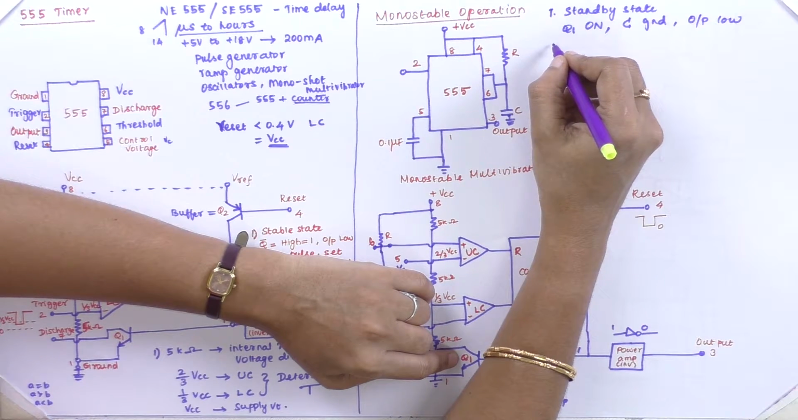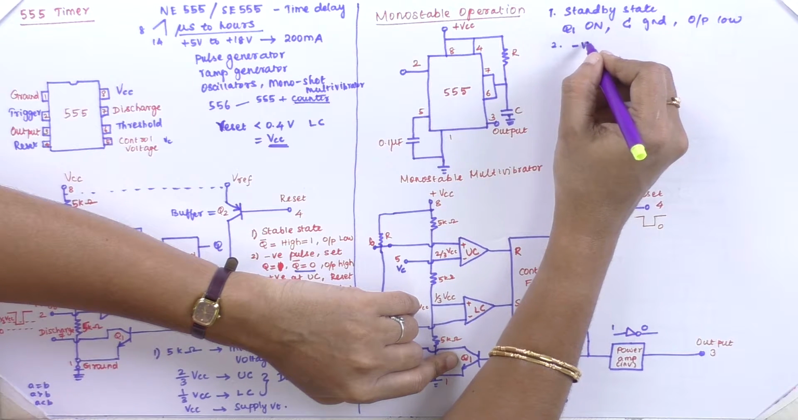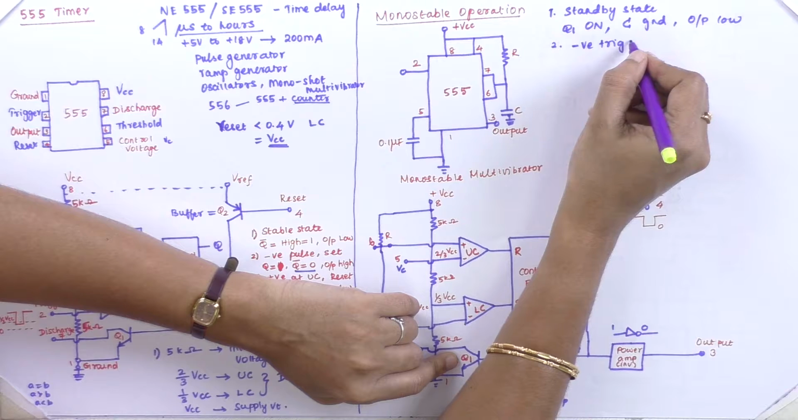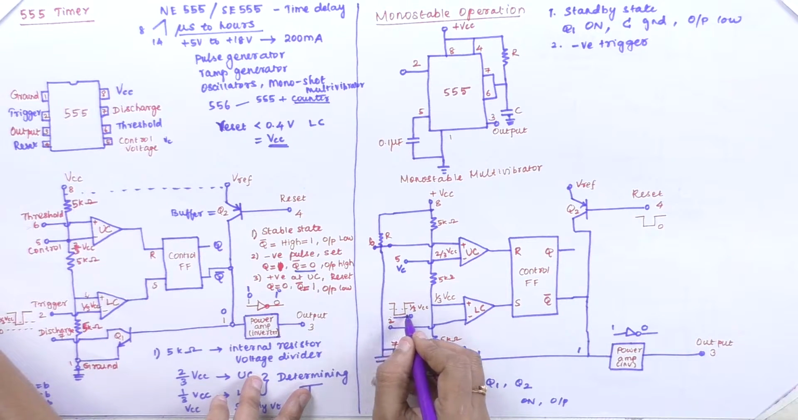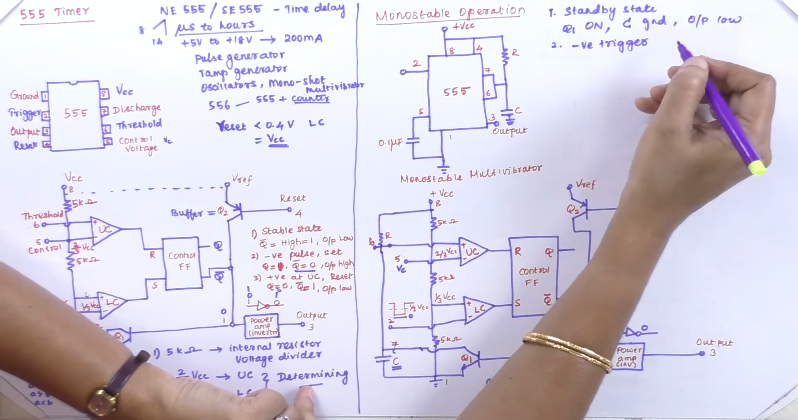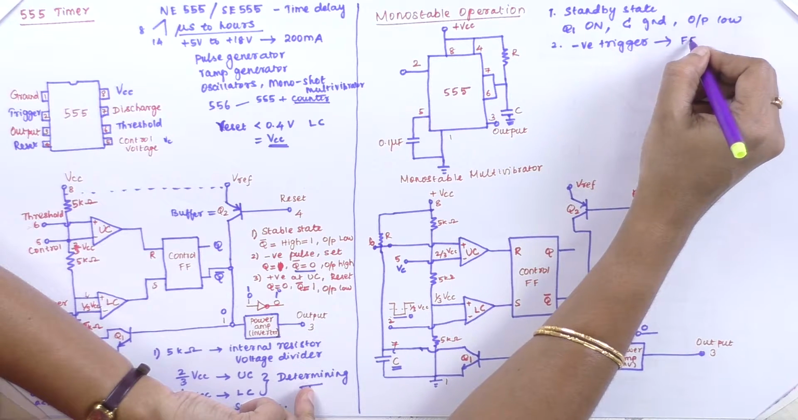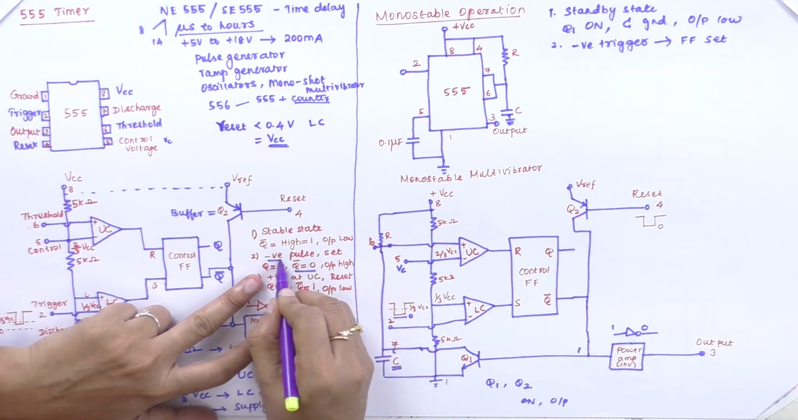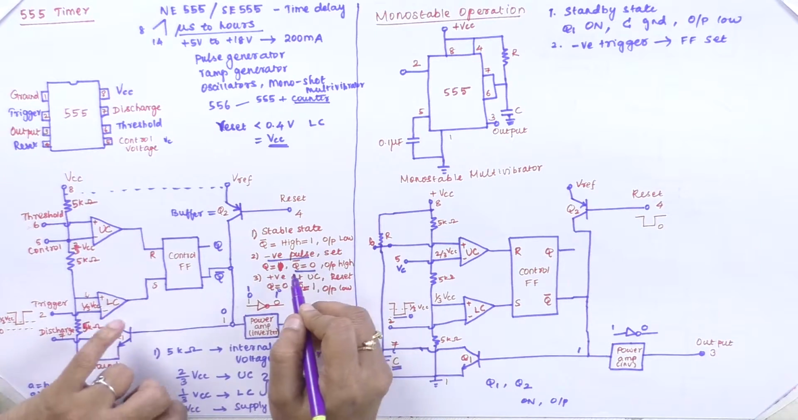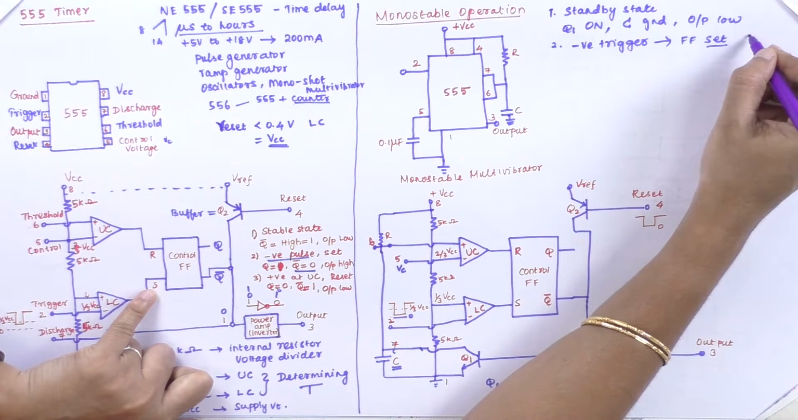So when we apply a trigger pulse, I am going to apply a negative trigger pulse to the second pin of that lower comparator. Here I am going to apply a negative trigger pulse of 1/3 VCC. It passes through the 1/3 VCC, and here the flip-flop sets. As I discussed, with the negative pulse we are going to make our set condition.